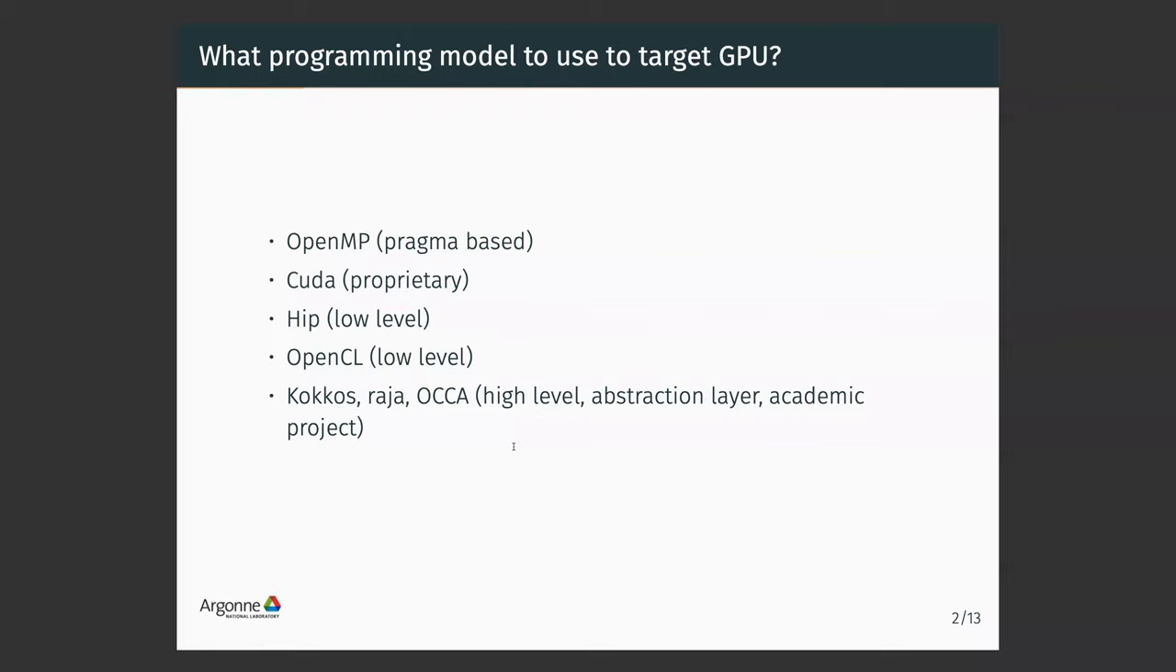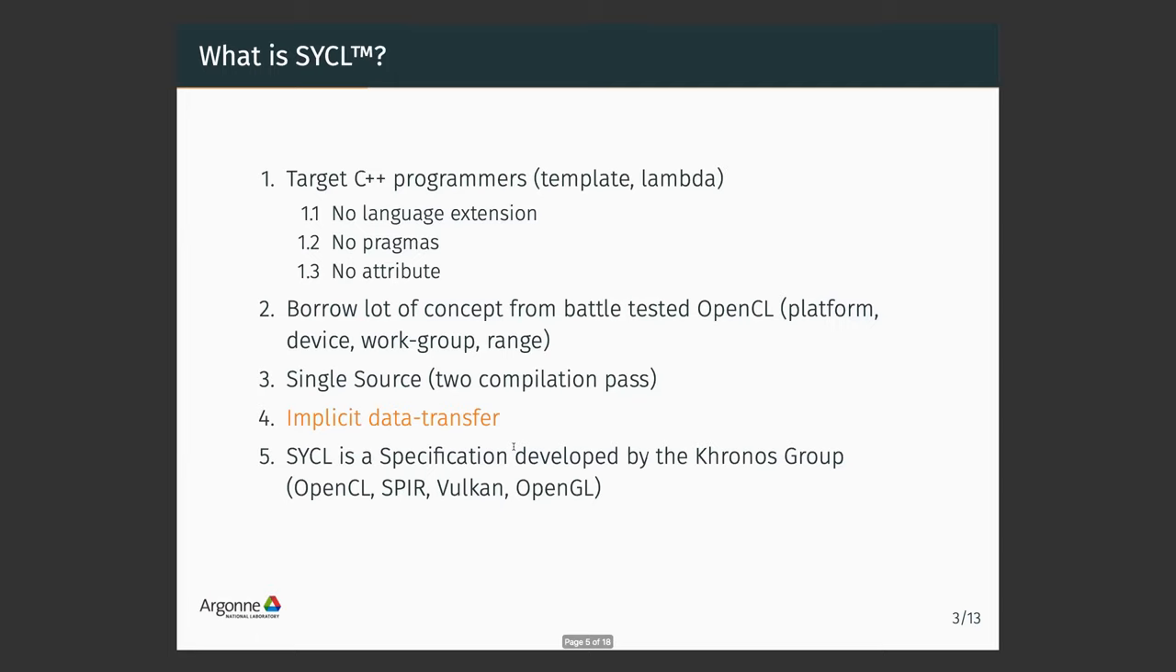So they are a pass in the good direction, but they are still academic projects. So I think what we want, and what SYCL was designed for, is to be really targeted for C++. So if you like C++, and by C++, I don't mean C with classes, but the new C++ with lambdas and a lot of functional programming ideas, you may like SYCL. So it's really like C++. You have no language extension. It's purely C++, no pragmas, no attributes.